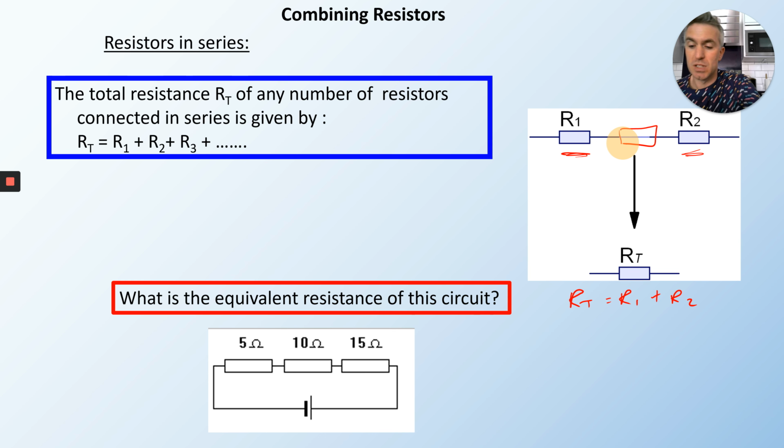So what's the equivalent resistance in this circuit? Well, we've got 5 plus 10 plus 15 equals 30 ohms. And that kind of makes sense. Again, we think about resistors as some sort of obstacle. If you start here and you're working your way through, this obstacle is the easiest one, 5 ohms. So you don't use up all of your energy.